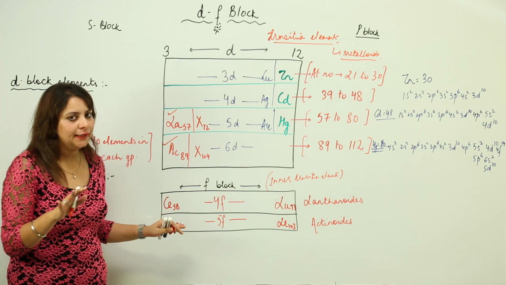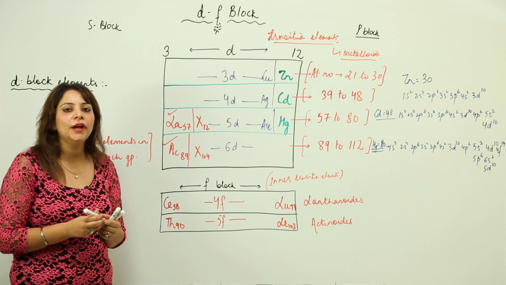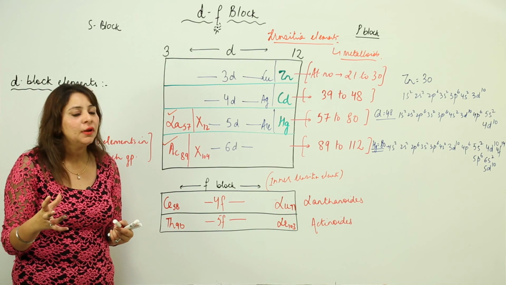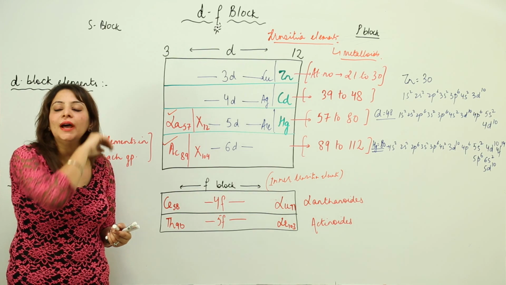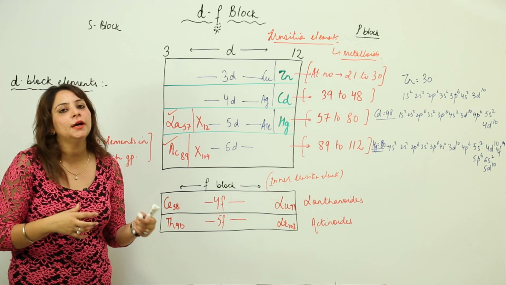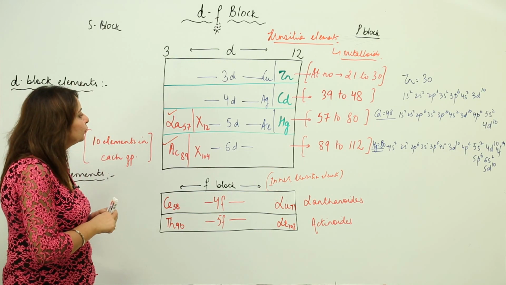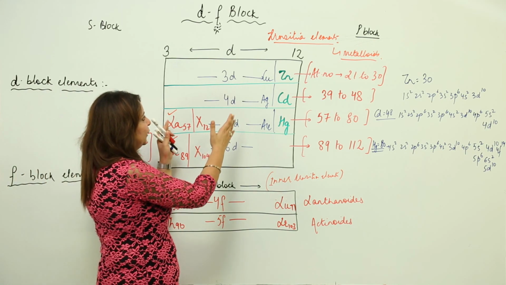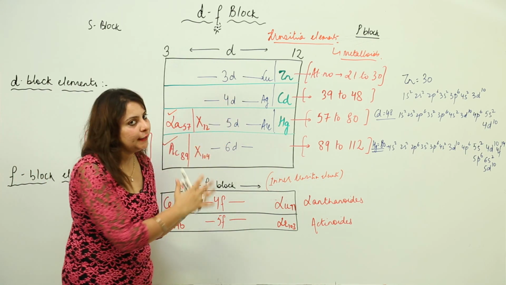So this is what the D and F block is, and I think it's clear what the D block is, what the name is, why they are called transition elements, why they are called inner transition elements, and how they are placed. It is clear. So now we are just going to concentrate first on the D block.